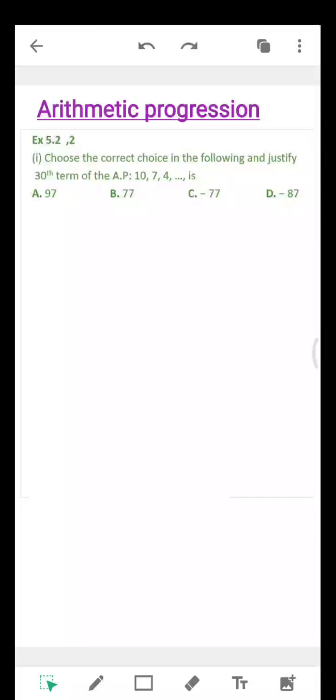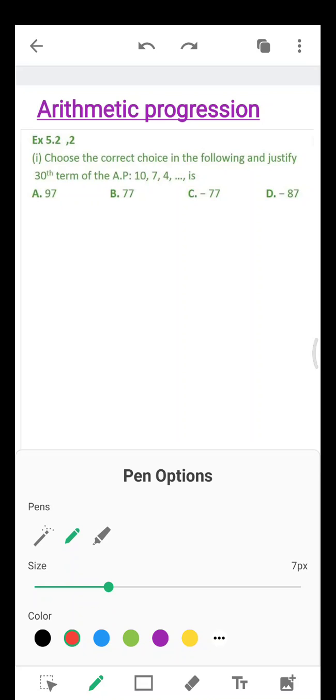Welcome back, students. In today's session we are going to see second question of exercise 5.2. In this second question we have two bits. The first bit is asking to choose the correct choice in the following and justify: 30th term of the AP. So we have to find 30th term of this arithmetic progression. The progression is given to you here: 10, 7, 4, and so on.